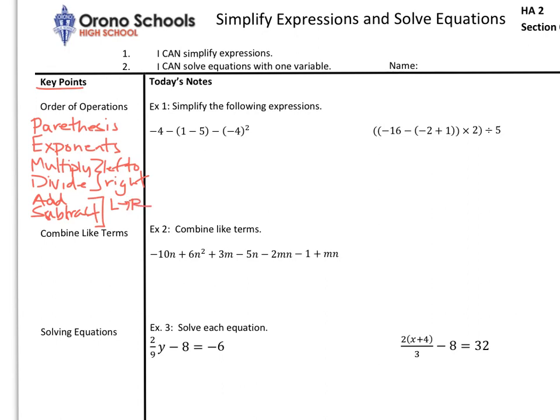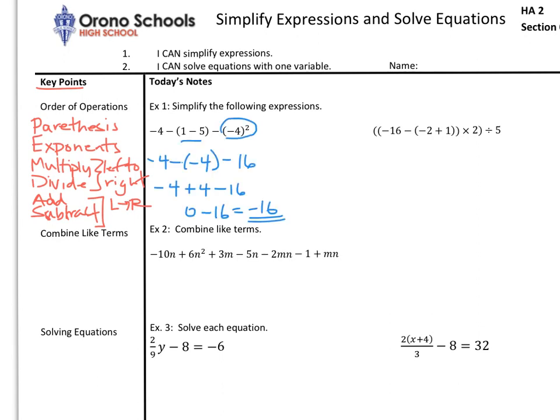Let's put that to the test with a couple of examples. Simplify the following expressions. What I want you to do is actually pause the video and try that first example. See if you can follow all those negative signs, the parentheses, and that exponent. Once you think you have the right answer, press play again and we'll see how you did.